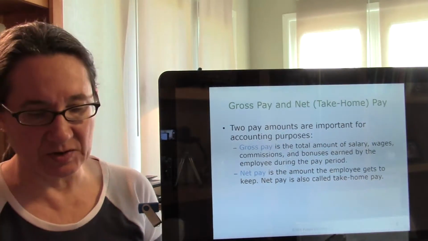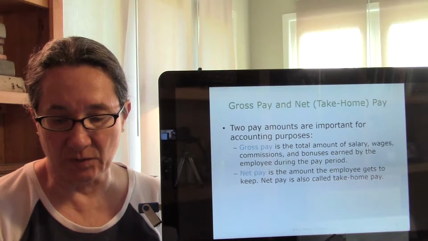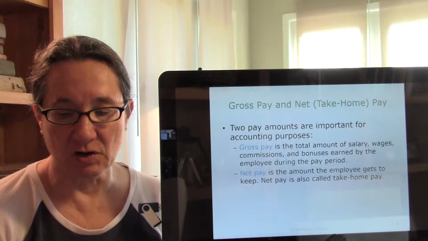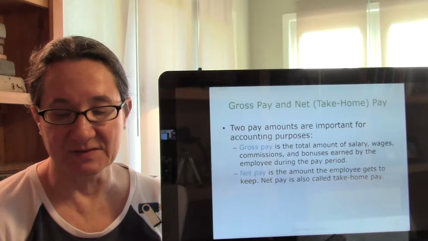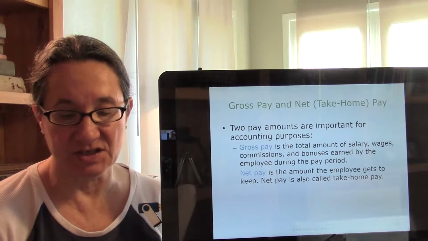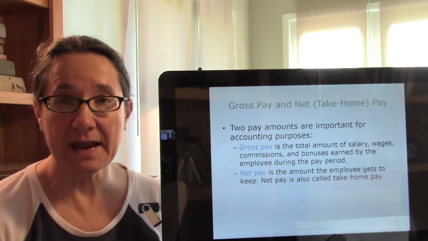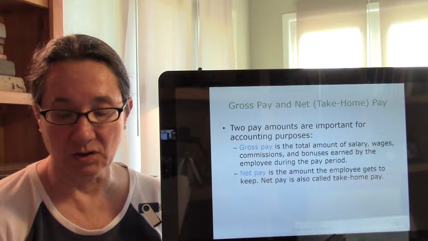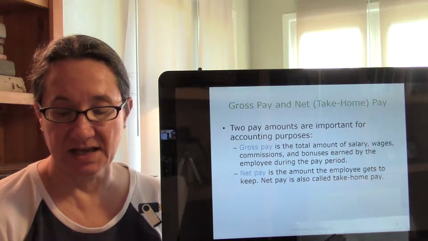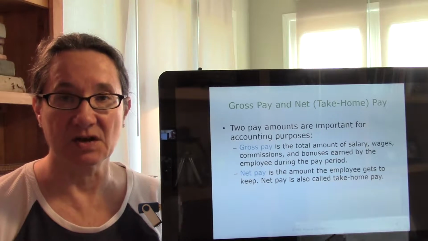So let's talk about the difference between gross pay and net pay. All right. So two amounts are important for accounting purposes. Gross pay is the total amount of salaries, wages, commissions, and any other employee compensation before taxes and other deductions. Net pay is gross pay minus all deductions. It is the amount of compensation that the employee actually takes home.